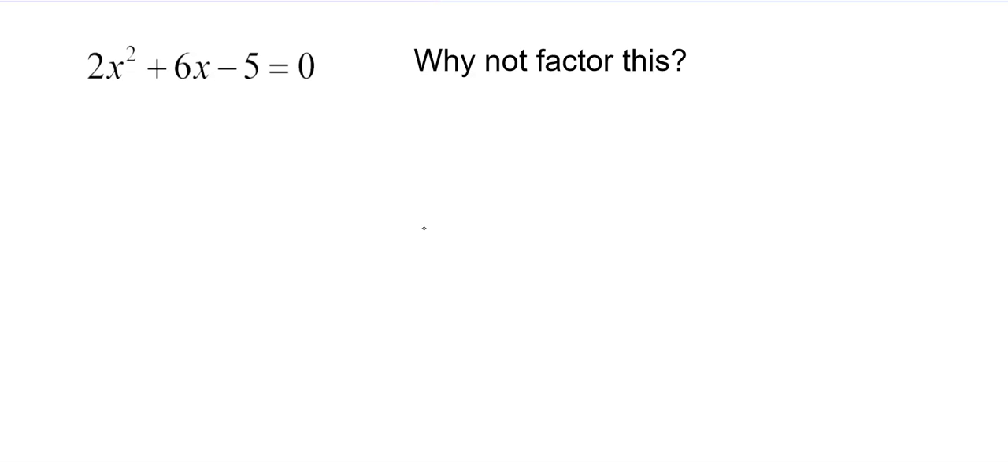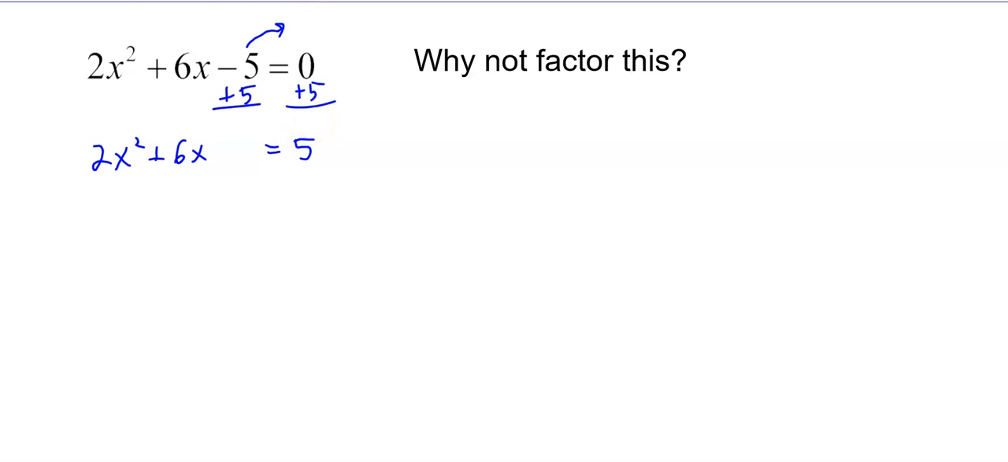Does it get a little messy? Yes. Does it involve some fractions sometimes? Yes. But can you do it? Absolutely you can. So let's go through the steps. The first step, very important, you start with this. You want to add 5. You want to get the constant over to the other side before you do anything. So you get 2x squared plus 6x equals 5.